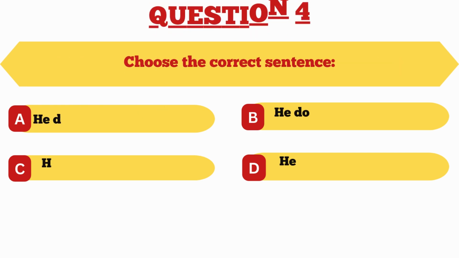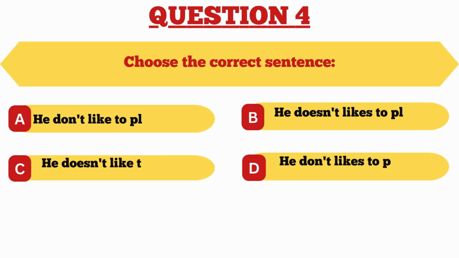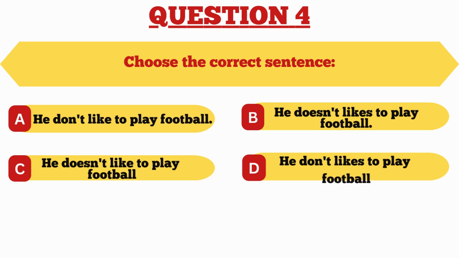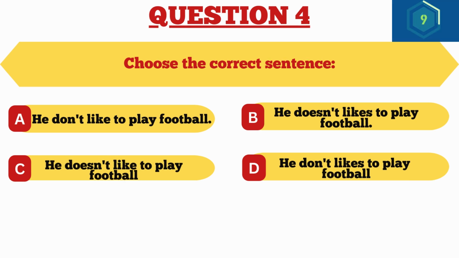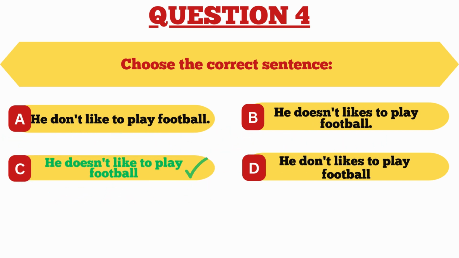Question number 4. Choose the correct sentence. He don't like to play football. He does not like to play football. He does not like to play football. He don't likes to play football. Please comment your answer now. The answer is option C. He does not like to play football.